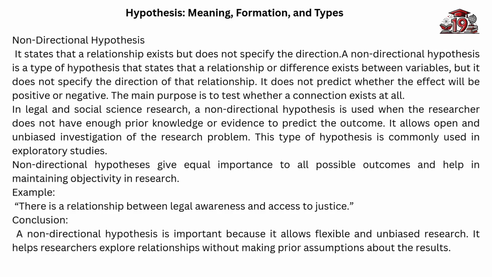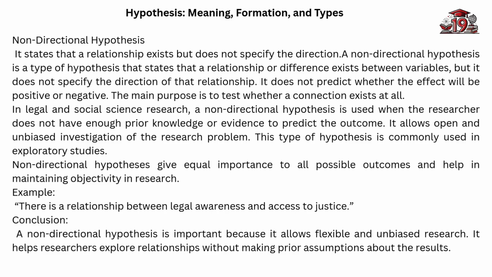Non-directional hypothesis. It states that a relationship exists but does not specify the direction. A non-directional hypothesis is a type of hypothesis that states that a relationship or difference exists between variables, but it does not specify the direction of that relationship. It does not predict whether the effect will be positive or negative. The main purpose is to test whether a connection exists at all. In legal and social science research, a non-directional hypothesis is used when the researcher does not have enough prior knowledge or evidence to predict the outcome.